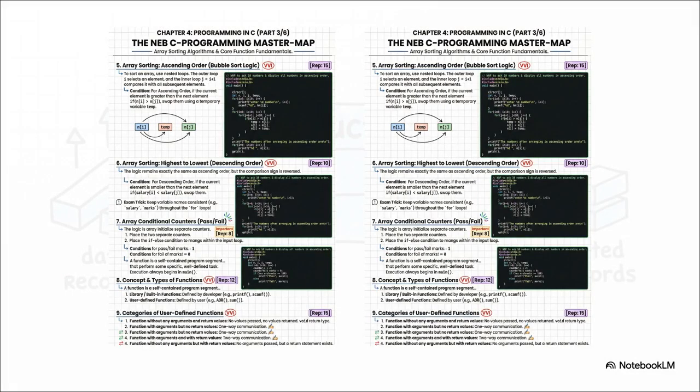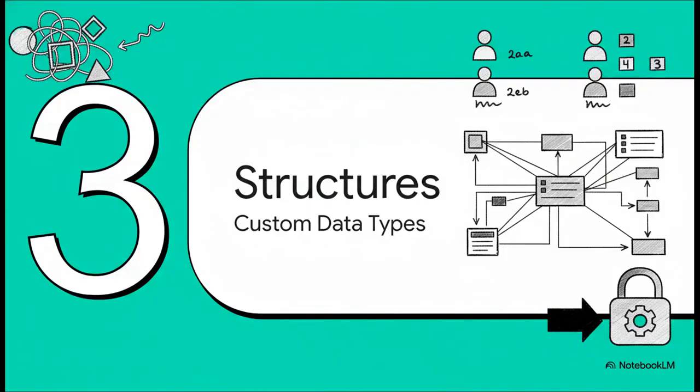Okay, now lean in because this is a golden tip for your exam. If you need to switch from sorting in ascending order, smallest to largest, to descending order, you don't have to rewrite a single thing. You just change one character. That's it. You flip the greater than sign in your if condition to a less than sign. A tiny change for a completely opposite result. Remember that one.